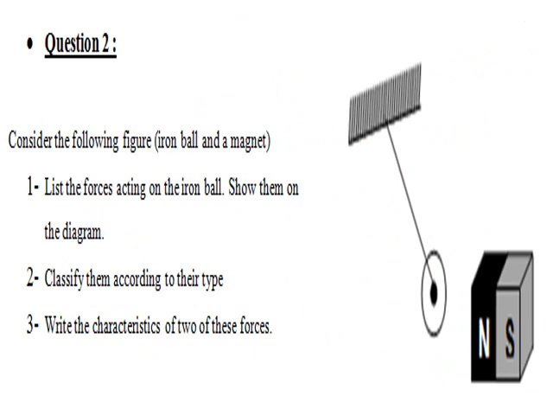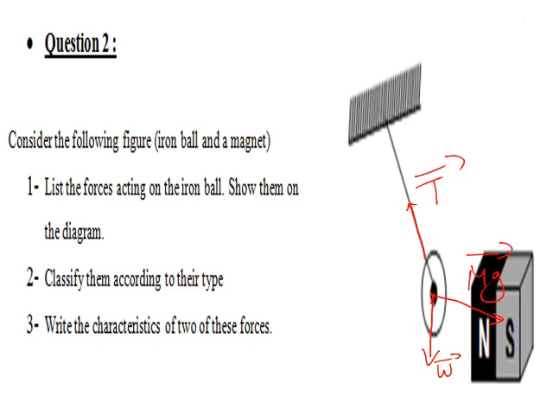Here we move to question number 2. Question number 2 says you have an iron ball and a magnet. List the forces acting on the ball. Show them. First, we have the weight of the ball. This is W. We have the tension along the string. This is T. And we have the force of attraction, which is called the magnetic force.